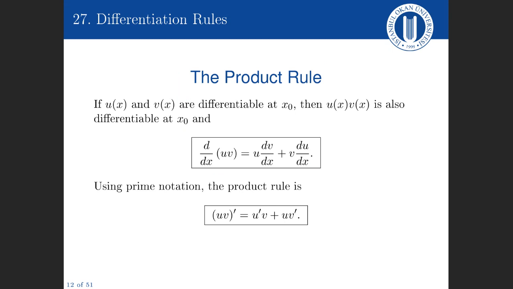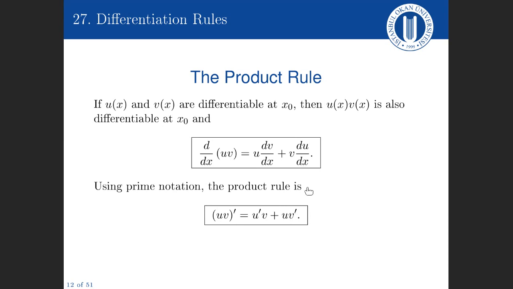The product rule. What do we do if we have two functions multiplied together? Let's suppose u and v are both differentiable at a particular point, x0. Then their product is also differentiable at this point, and we have a formula for the derivative of u multiplied by v. The formula that you will need to remember is u multiplied by dv dx plus v multiplied by du dx.